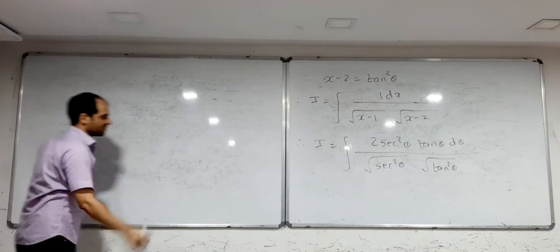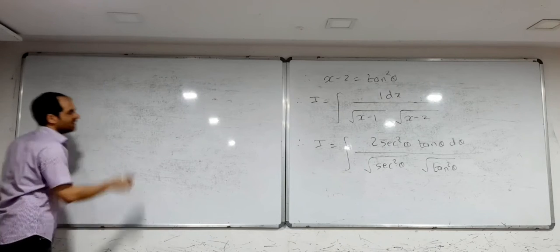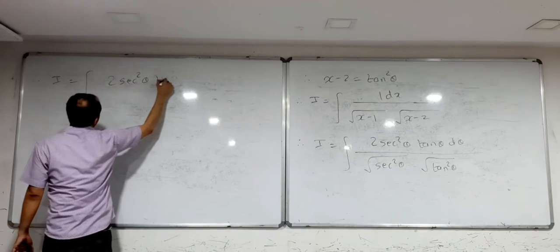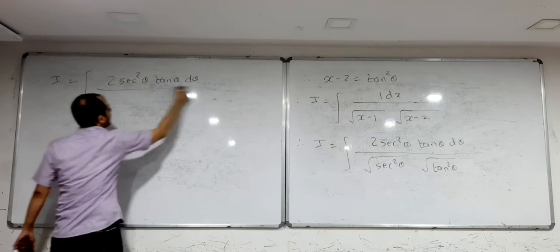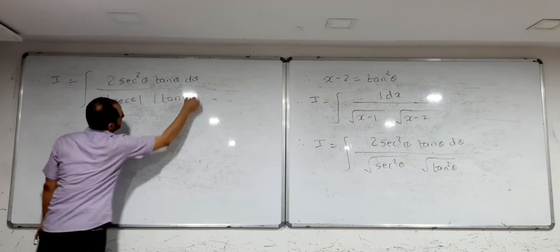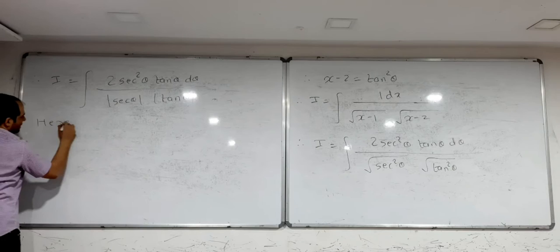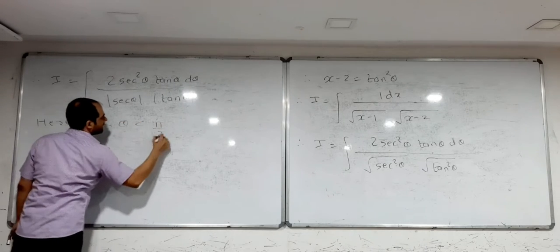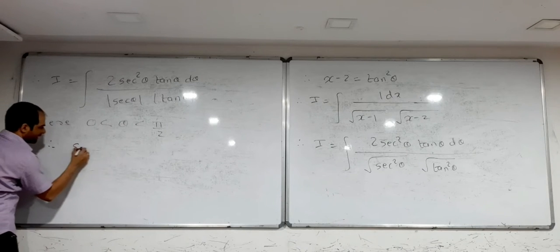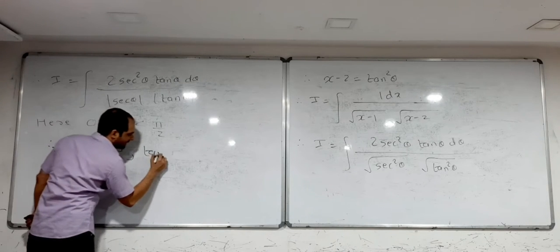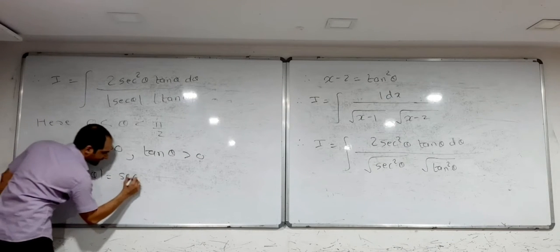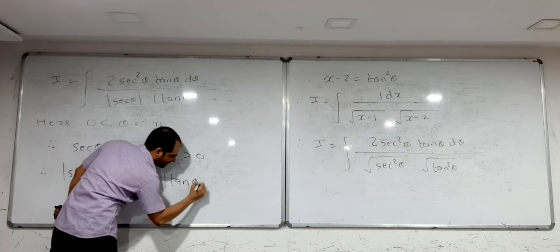If anyone has doubts and wants to understand properly, so I will be integration of sec square theta tan theta d theta whole upon... I will write this as mod of sec theta into mod of tan theta. Now here what is the condition? 0 less than theta less than pi by 2. So therefore sec theta is greater than 0, tan theta is greater than 0. So therefore mod of sec theta will be sec theta and mod of tan theta will be tan theta.